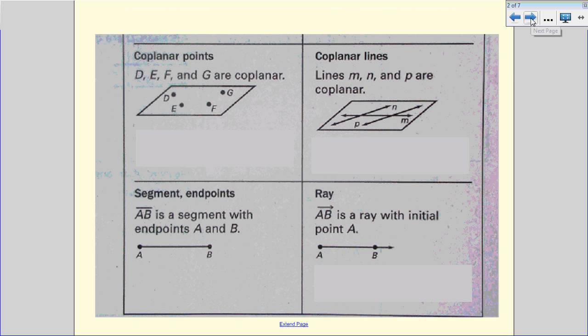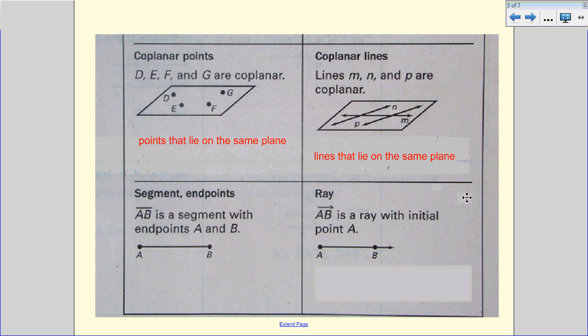So here we go. Coplanar points, they drew a plane and they put 4 points on there. Coplanar are just points that lie on the same plane. And so like we said, you could have 2, 3, 4, an infinite number, but it's that floor, wall, whatever we want to think about, that 2-dimensional plane. Coplanar lines, they're showing lines M, N, and P as being coplanar. And coplanar lines are just lines that lie on the same plane.